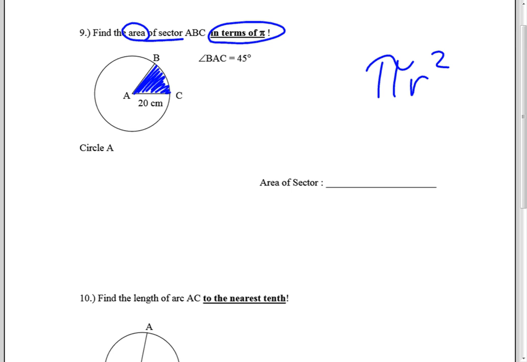Does your paper have 45 or 40 on it? All right, I'll just change mine.